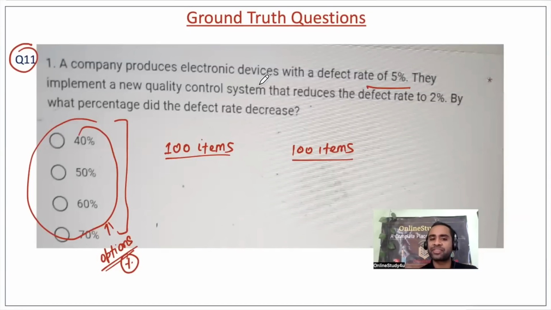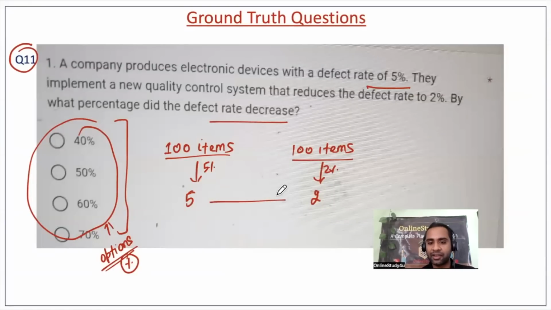So a company produces electronic devices with a defect rate of 5%, right? So only 5 items were defective. Now they implement a new quality control system that reduces the defect rate to 2%. So now out of 100 items only 2 will be defective. By what percentage has the defect rate decreased? From 5, what is the decrease? 3, right? From 5 it became 2. And if we have to calculate percentage, multiply by 100.